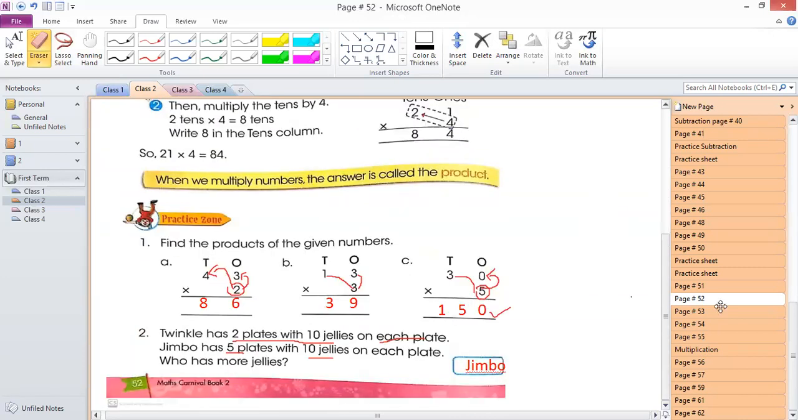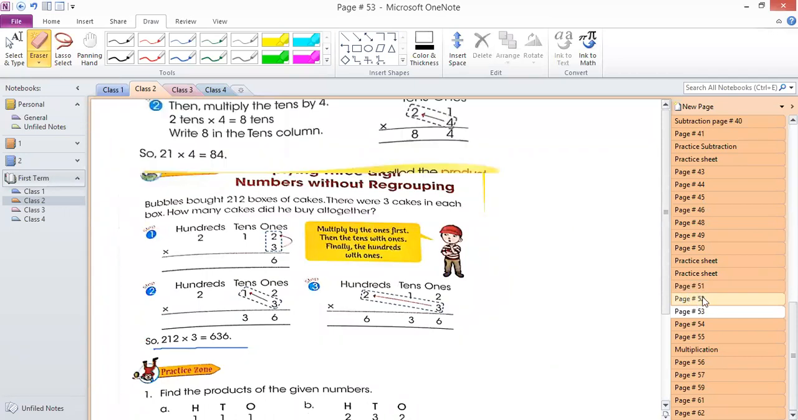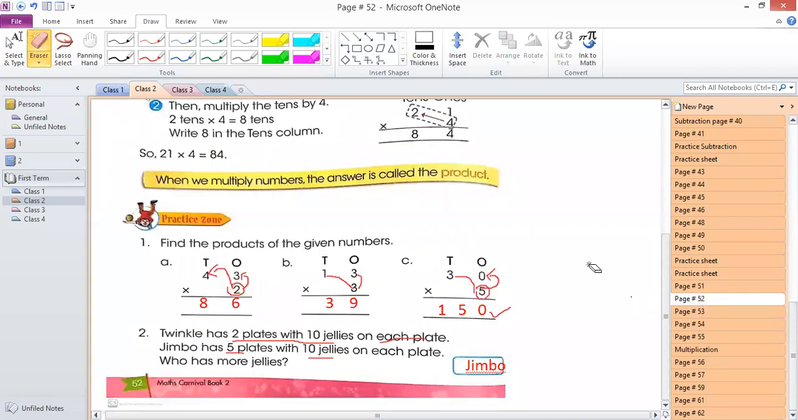We will move to page number 53 and learn about multiplying three-digit numbers without regrouping, and we will also check how to multiply numbers with regrouping as well. So look here, guys. This is 43 multiplied by 2.